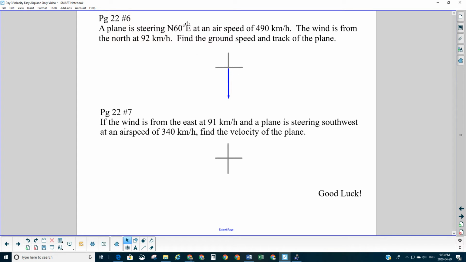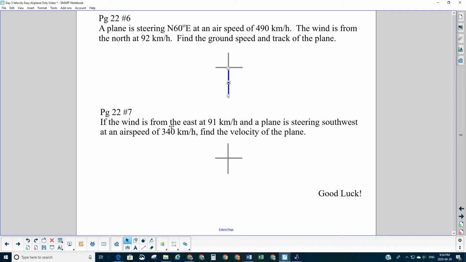The airspeed is north 60 degrees east, so it's going northeast, but you're going to be adding a straight down one. It'll actually make this question a little bit easier because when it's off, you have to do that math on the angle. But here, you'll actually be able to get that it's straight down. Okay, so just be careful of that for page 22, number 6.